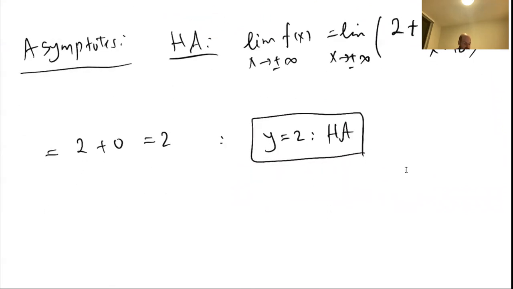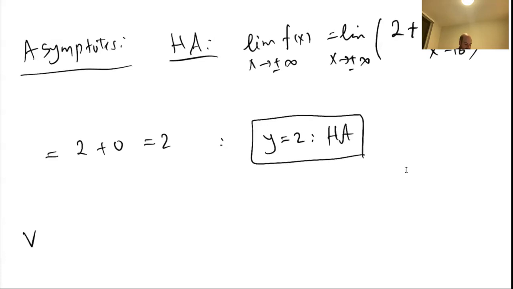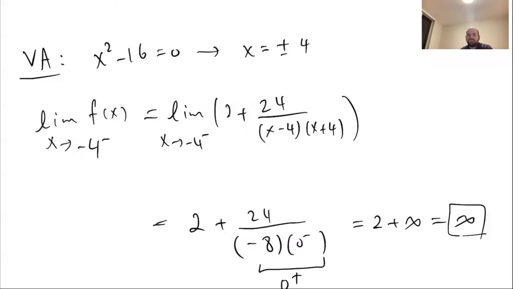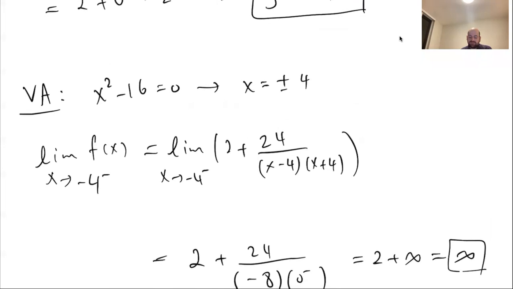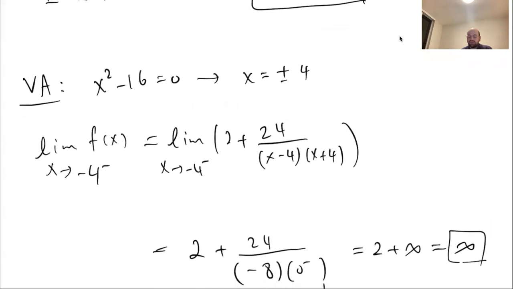And for vertical asymptotes, we need to find the zeros of the denominator of f of x, which is x squared minus 16. So we said x squared minus 16 equals 0, and then we got x equals plus minus 4. So these are basically the potential vertical asymptotes, but we still need to verify whether the limits are actually infinity or minus infinity to confirm that these are actually vertical asymptotes.